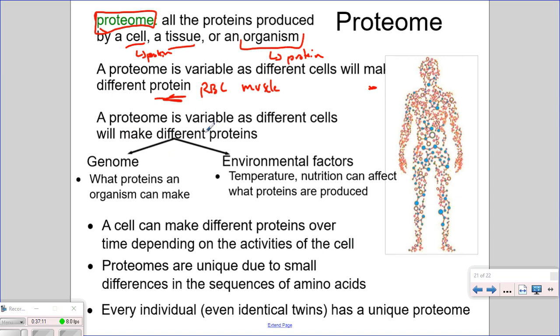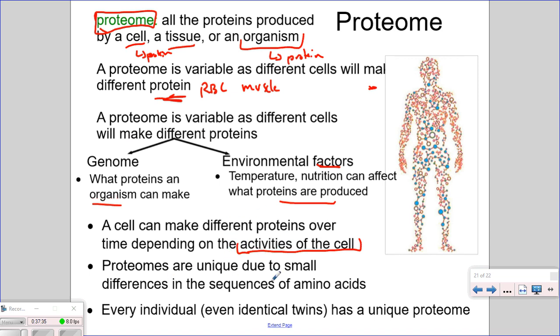A proteome is variable, as different cells will make different proteins, and this is dependent on the genome, so what proteins the organism can make, and environmental factors. Temperature and nutrition can affect what proteins get produced. A cell can make different proteins over time, depending on the activities of the cell, depending on what stage of life or differentiation that cell is in.